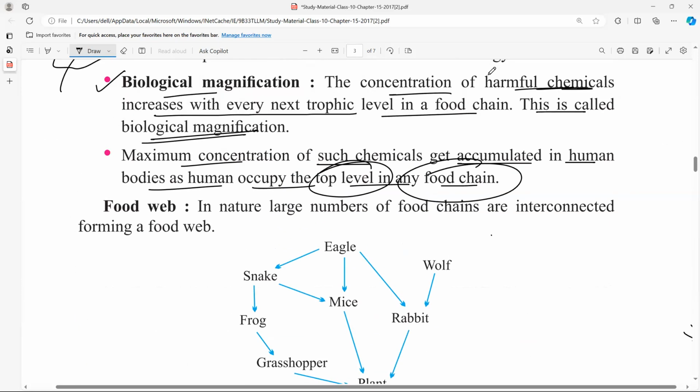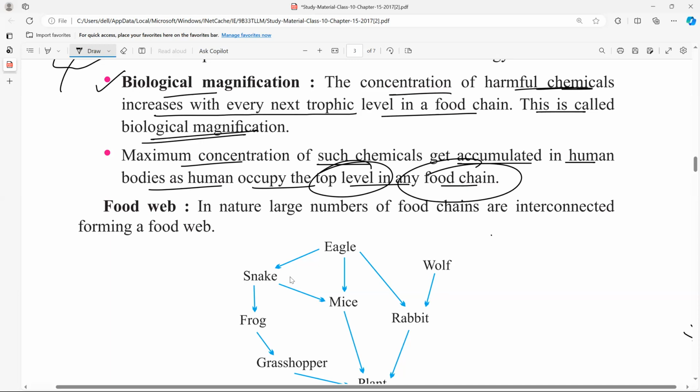How is there an increase in the chemicals in the trophic level? Since each trophic level only gets 10%, there should be a decrease in the harmful chemicals, right? No, no, no. This is opposite.